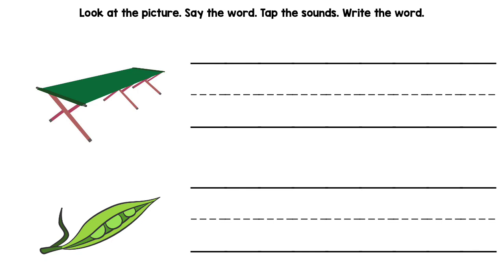Say the word pod. What you're looking at is a picture of a pod of peas. Let's tap the sounds in pod. Write those sounds on your paper. Push pause till you finish this portion of the worksheet.